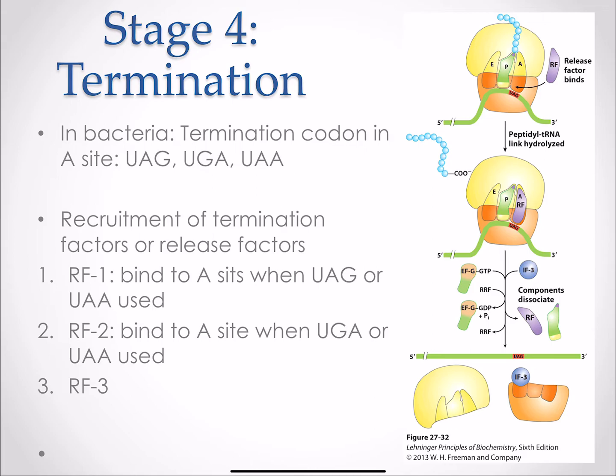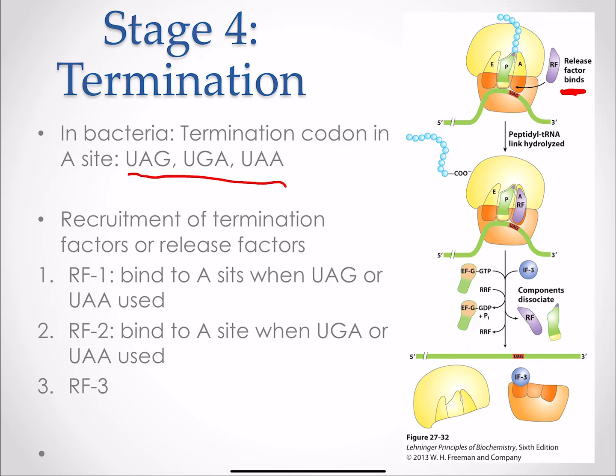All right, so with respect to our bacteria, the termination codon is going to be in the A site. And so the termination codons are, of course, UAG, UGA, or UAA. This is going to initiate recruitment of what are called release factors. So the release factors will bind. And the termination factors, or these release factors, will be recruited based on the termination codon within the message.